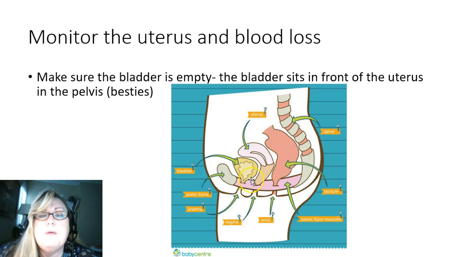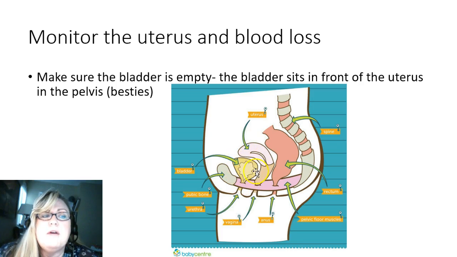So one problem that we do have, however, is the bladder. You need to make sure that thing is empty because the bladder and the uterus are besties. They sit right next to each other in the pelvis. And you guys, we give moms a ton of fluid during labor. And once she loses the placenta, it tells her body she's no longer pregnant. It triggers a massive diuresis, which can cause this bladder to fill rapidly.